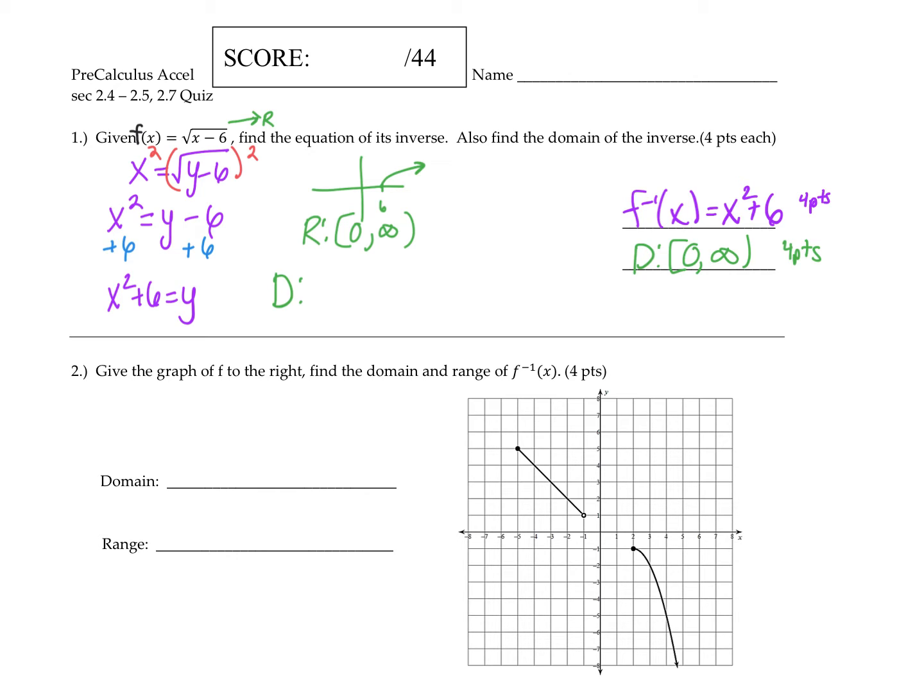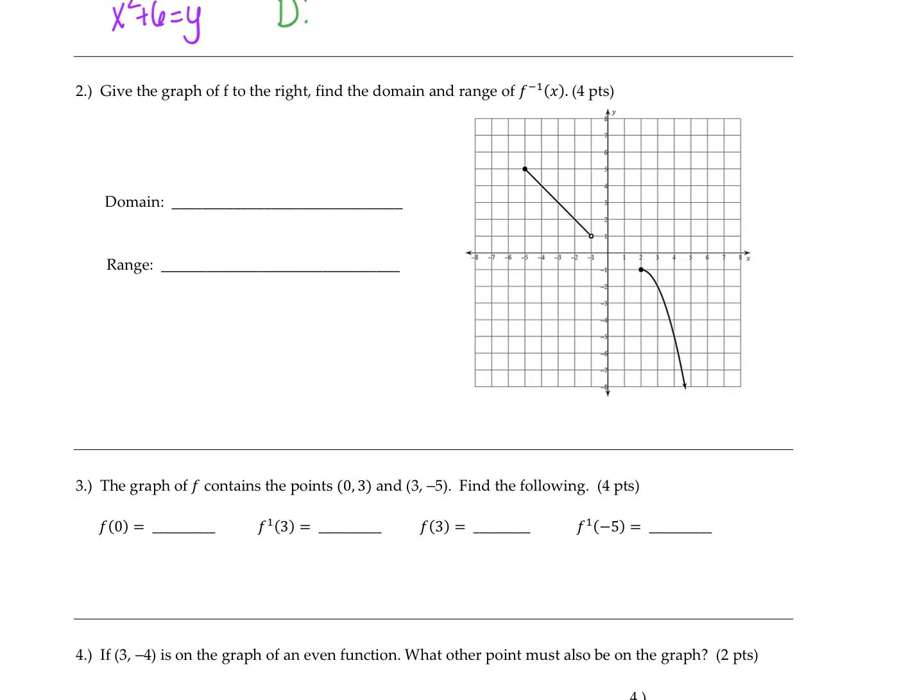All right, in question number 2, it says, given the graph of f to the right, find the domain and range of the inverse. Remember, the domain and range of the inverse is just the reverse of the domain and range of the original function. So I'm going to find the domain and range of the original function, and then I'm just going to reverse them. So if I look at this graph, the domain would be from -5 to -1. I would have a square bracket on -5 and a round bracket on -1. Union 2 to, well, it's going right forever, so 2 to infinity.